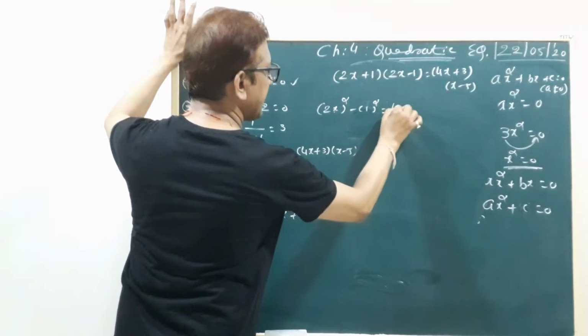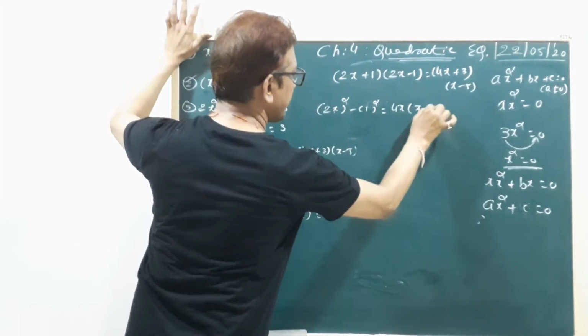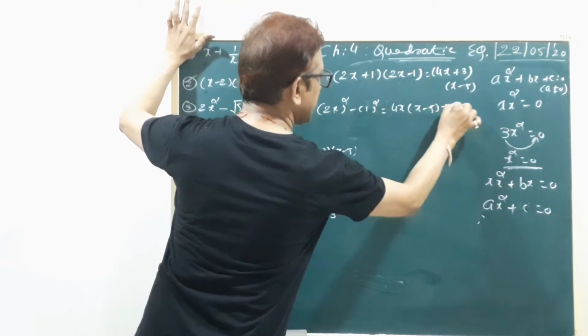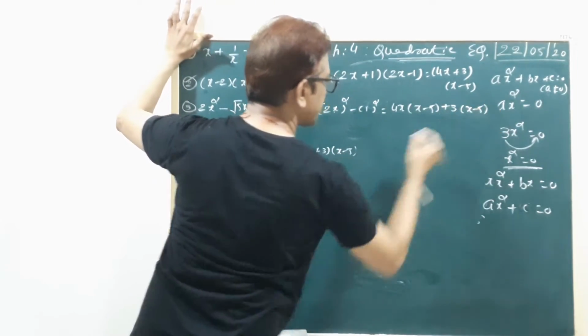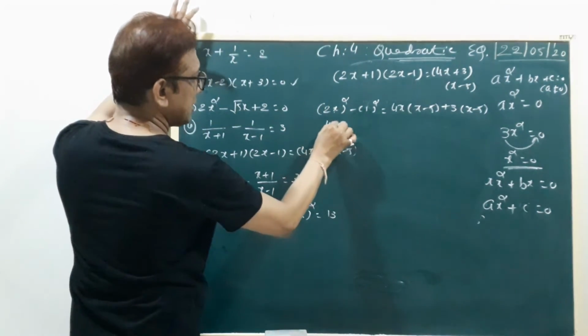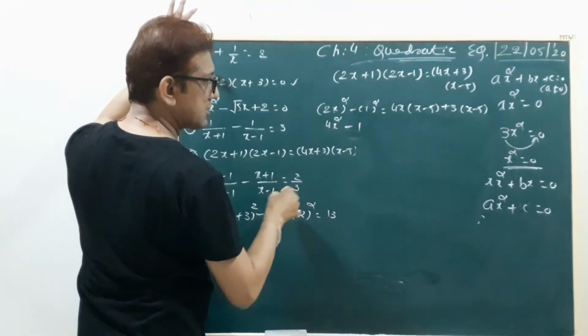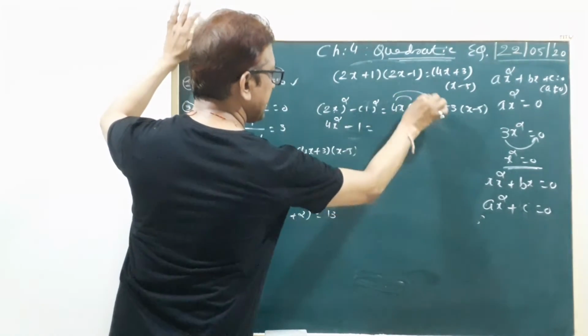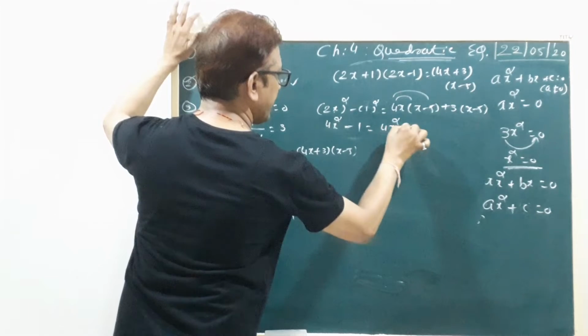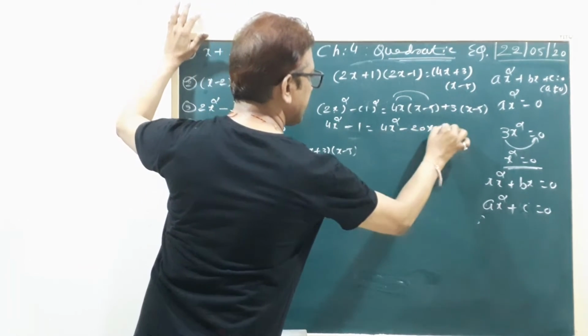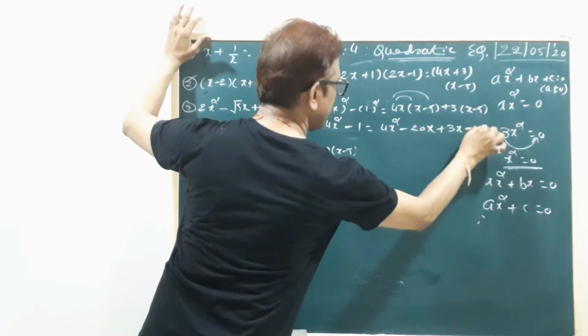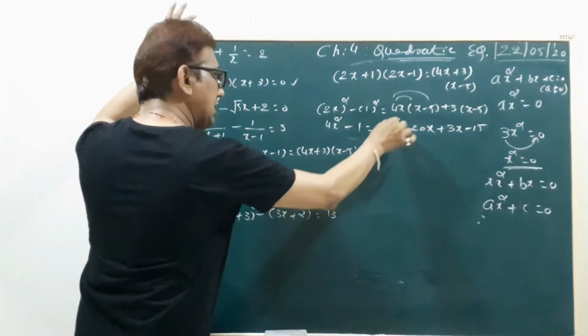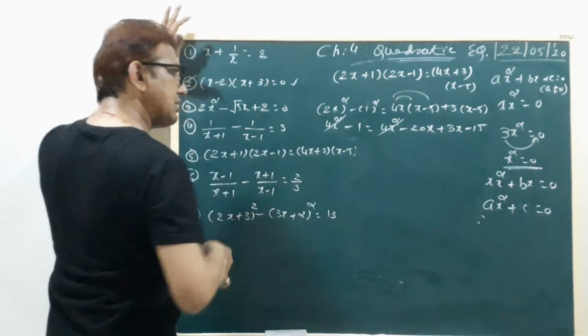And here, open the bracket. 4x multiplied by x minus 5, and plus 3 multiplied by x minus 5. Here 4x square minus 1. Open the bracket here. 4x square, 5 4s are 20x, plus 3x, 3 5s are 15. Equal term will be cancelled.